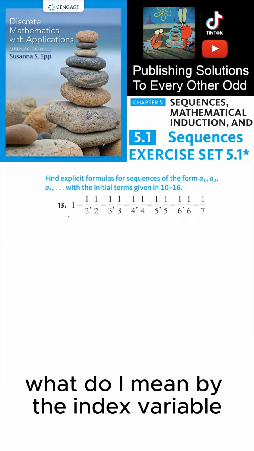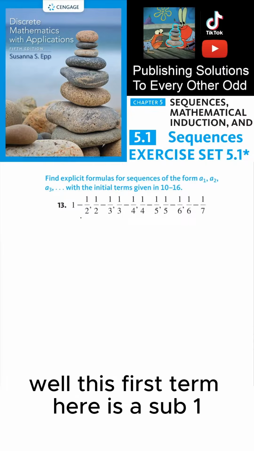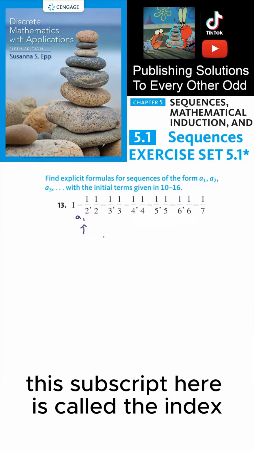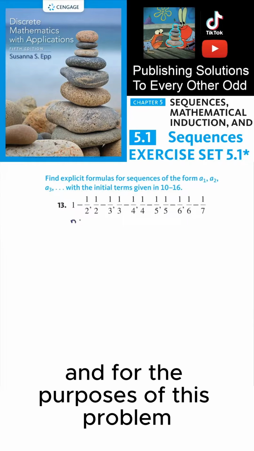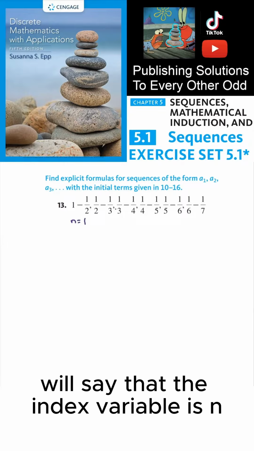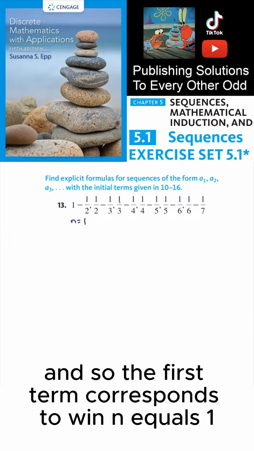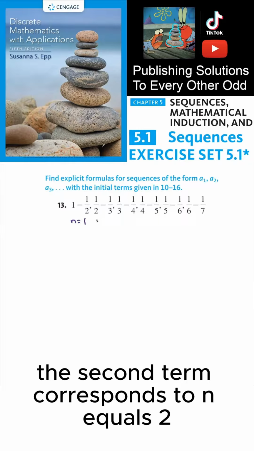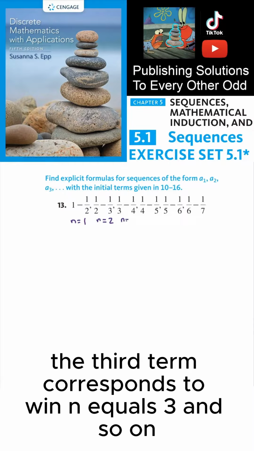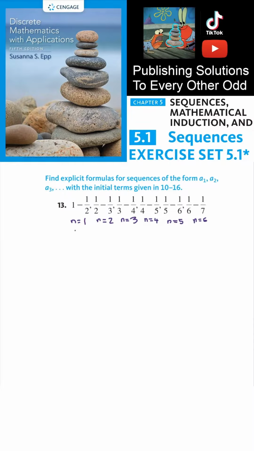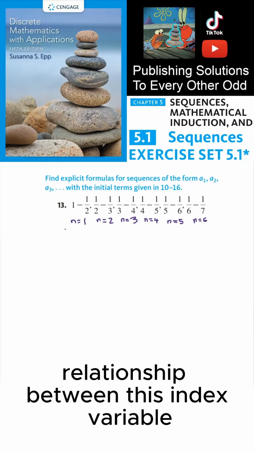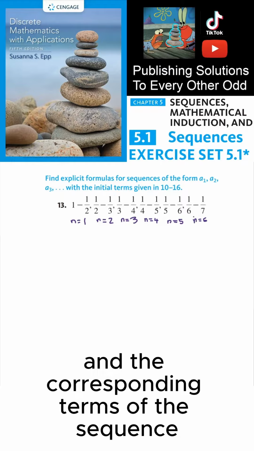What do I mean by the index variable? Well, this first term here is a sub 1. This subscript here is called the index. And for the purposes of this problem, we'll say that the index variable is n. And so the first term corresponds to when n equals 1. The second term corresponds to n equals 2. The third term corresponds to when n equals 3, and so on. And we need to establish a relationship between this index variable and the corresponding terms of the sequence.